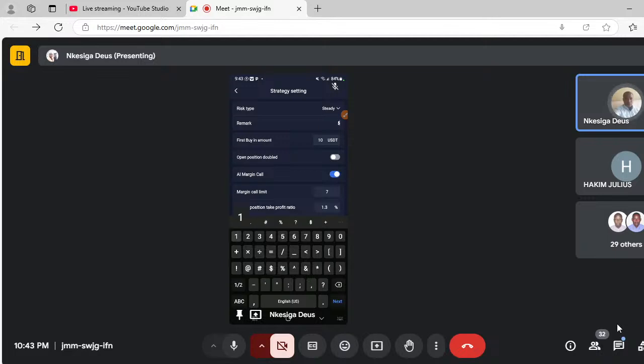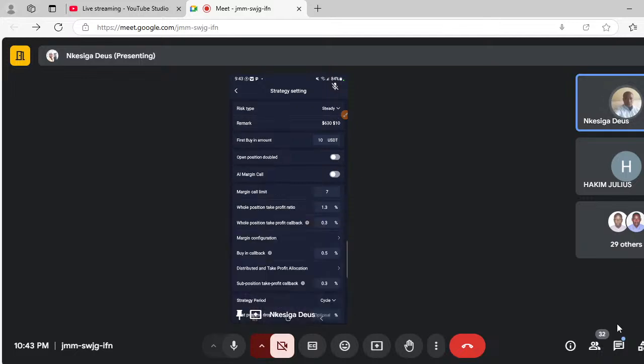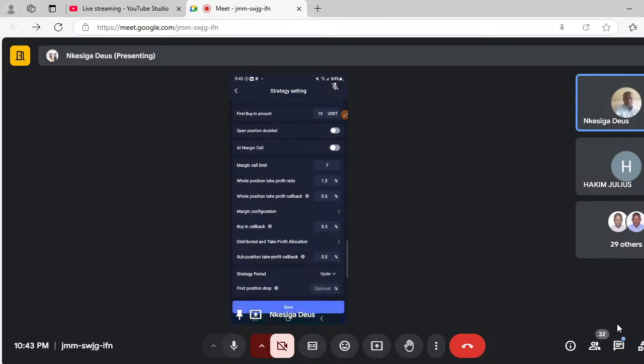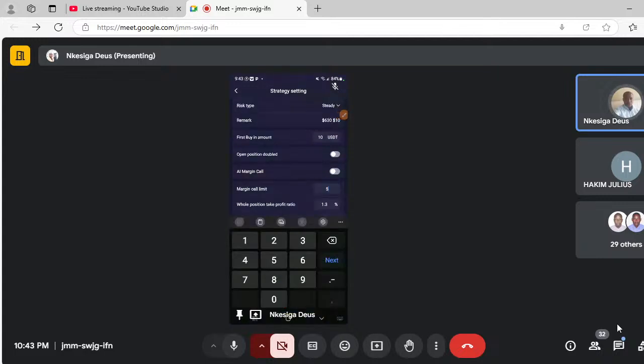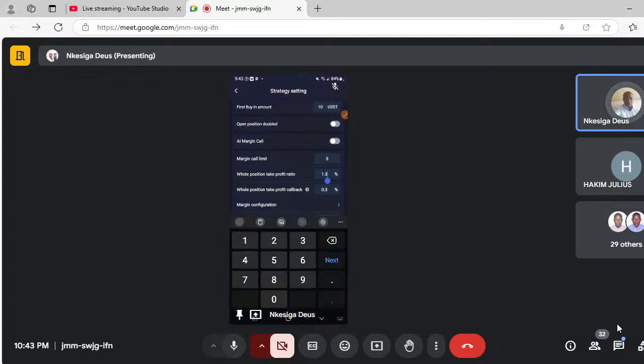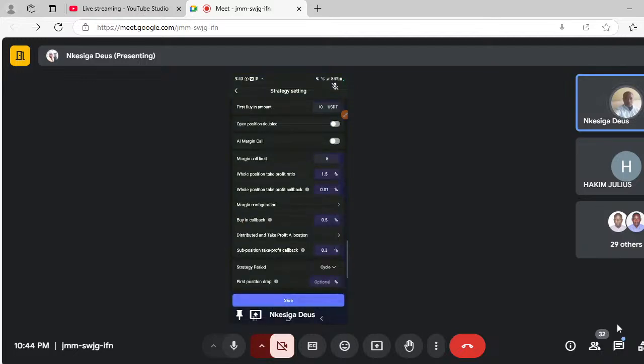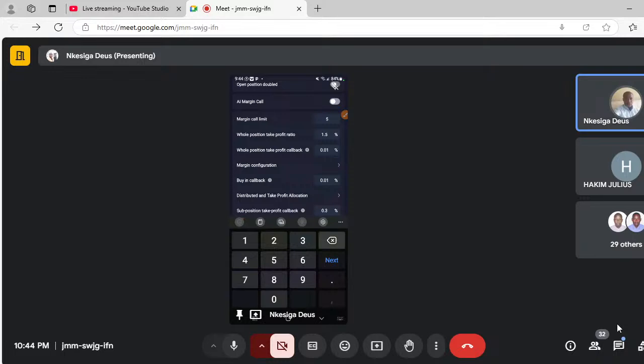Me, I'm saying my capital is 630. My first buy will be only 10, and I don't have a second buy. First buy is the same as second buy on this strategy. No calculation. I'm going to have only 5 margin calls, not 7. I will not buy too much. I will take my 1.3, my 1.5%. Then here, of course, I make it as usual, 0.01. The whole of them, 0.01.